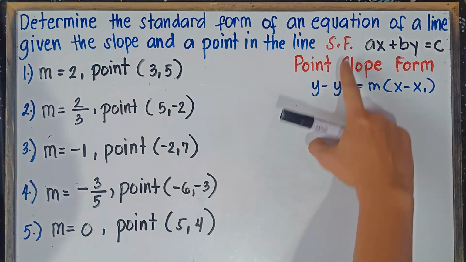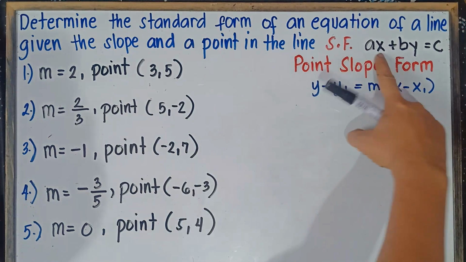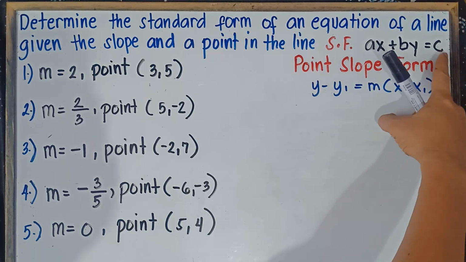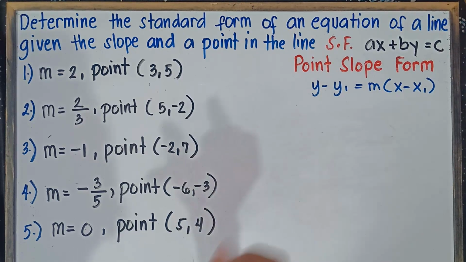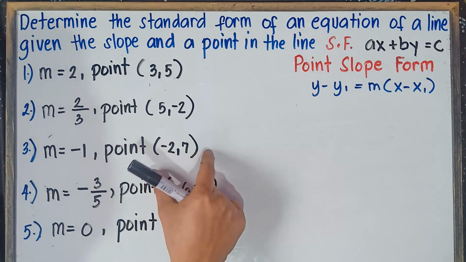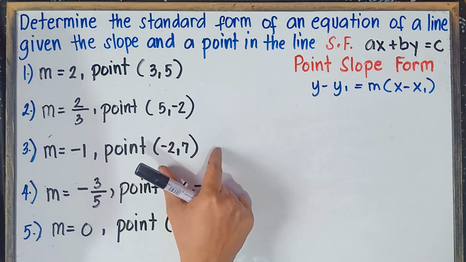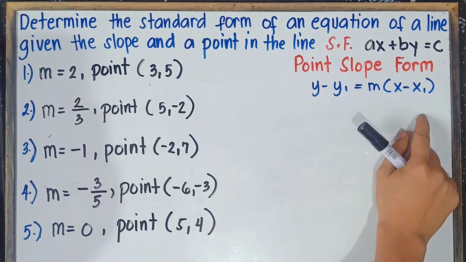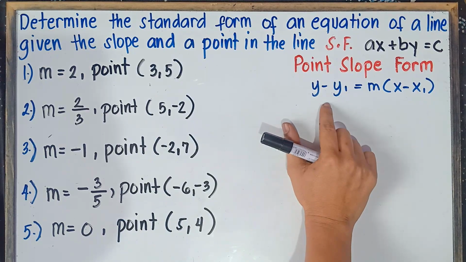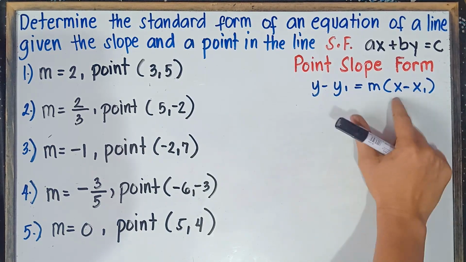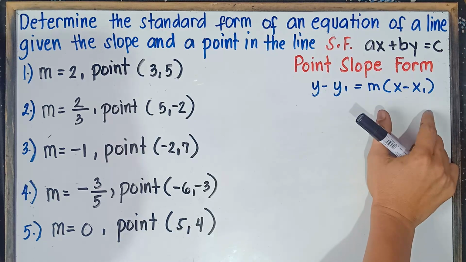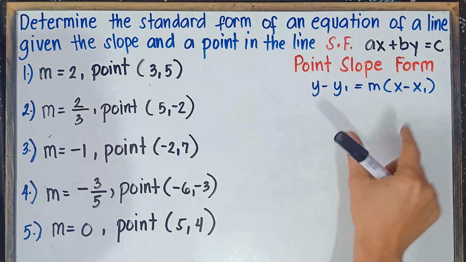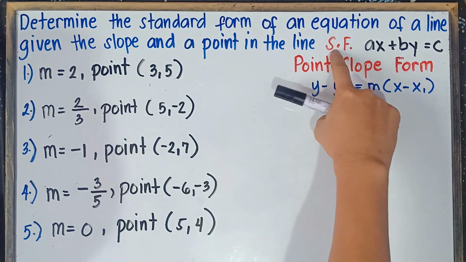Now this will be the standard form equation of a line: ax plus by equals c. If you are given the slope and one point, to find the equation of the line, we will be using the point-slope form. And this will be the equation: y minus y sub 1 equals m quantity x minus x sub 1. And then once you get the equation, we transform that into standard form.